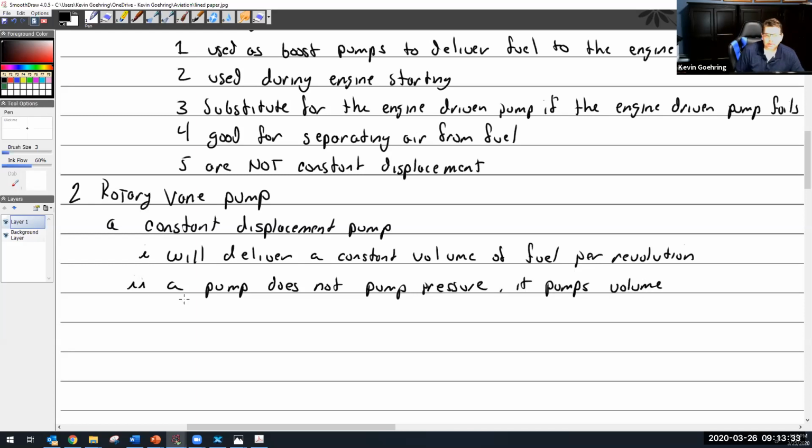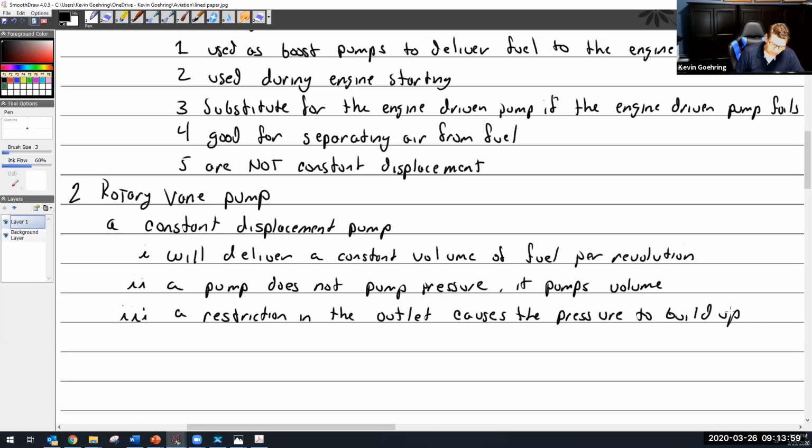And well, I'll put this point and then I'll come back around because this ties it together. A restriction in the outlet causes the pressure to build up. If the restriction is removed, the pressure will go down.